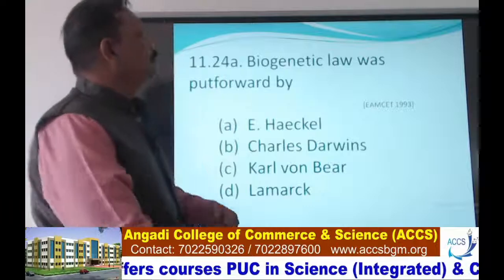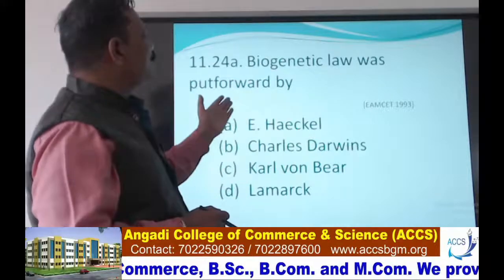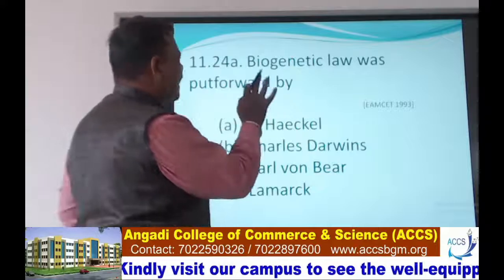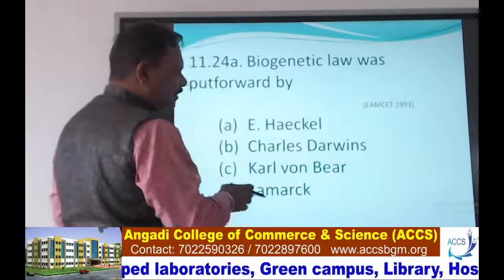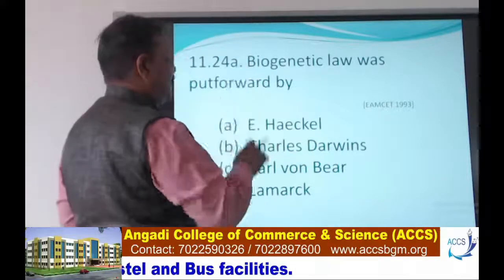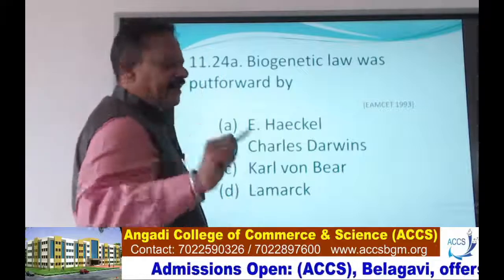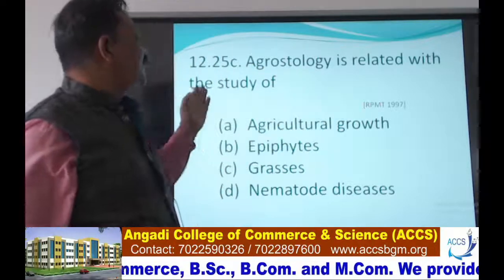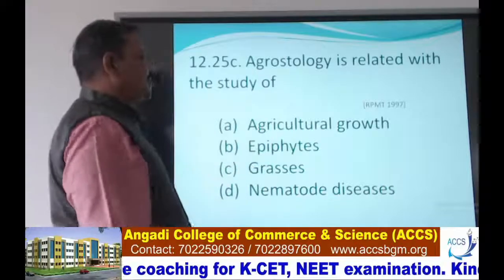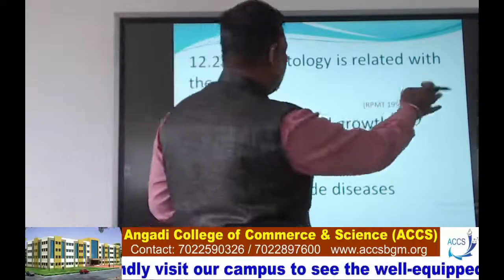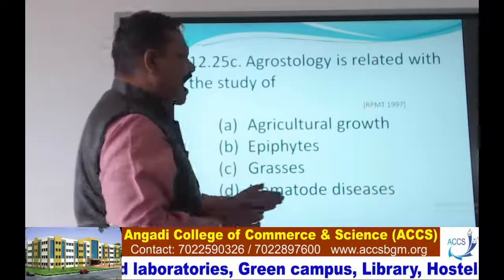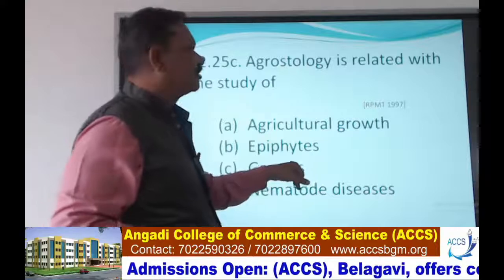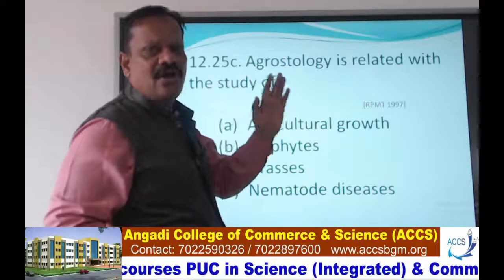Next, biogenetic law was put forward by whom? Options: Ernst Haeckel, Charles Darwin, Carl Owen, Lamarck. It is option A, Haeckel, the correct one. Next, agrostology is related with the study of. Options: agricultural growth, epiphytes, grasses, nematode diseases. Here option C, grasses, is correct. Whatever study of grasses you are doing, you call it agrostology. Next one.